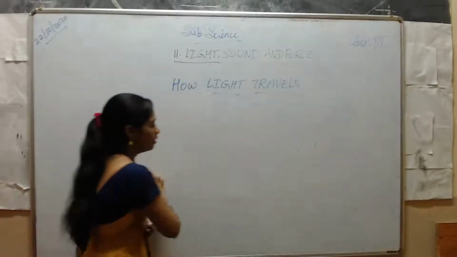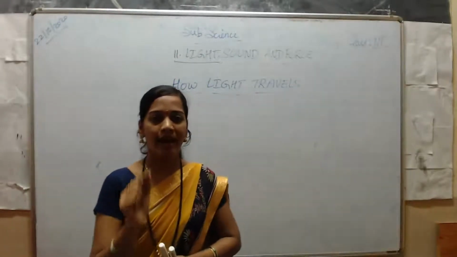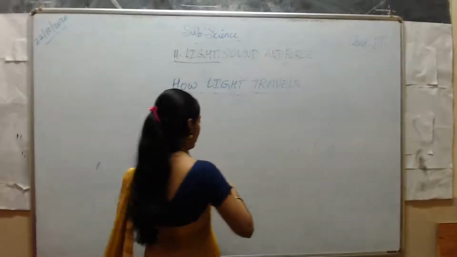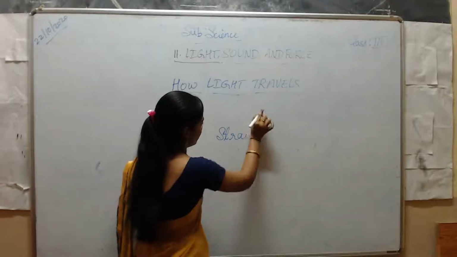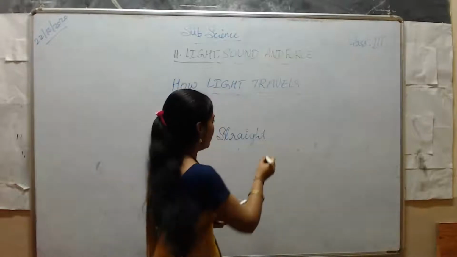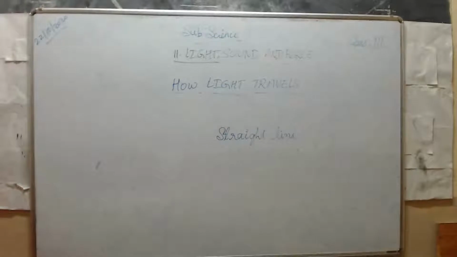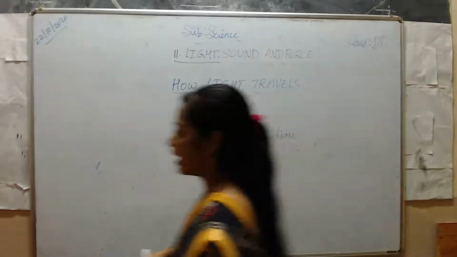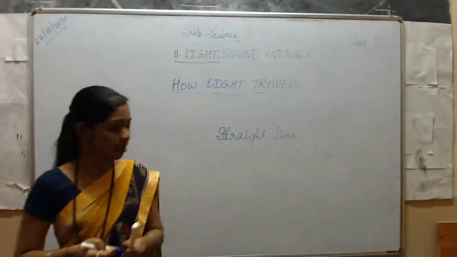The light does not travel in all directions, right? It only travels in a straight line. The light travels in a straight line. So light travels in a straight line. So what is a straight line?